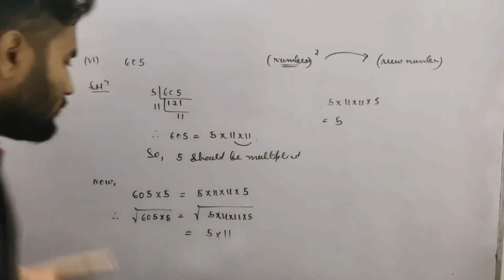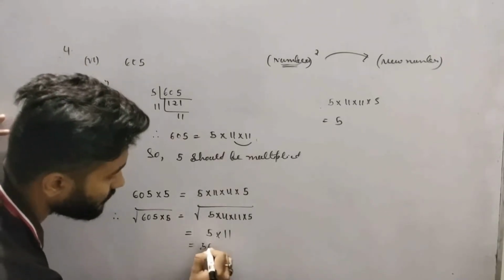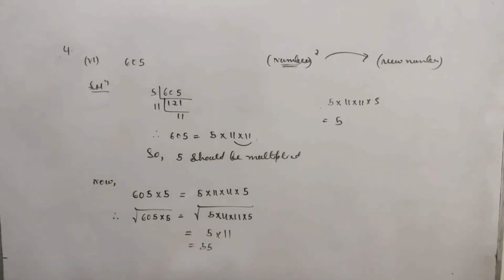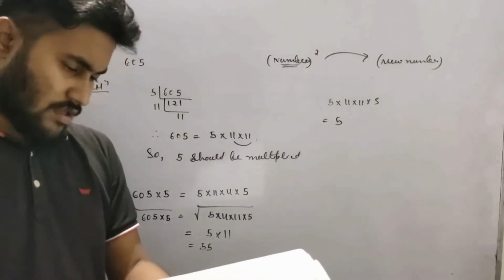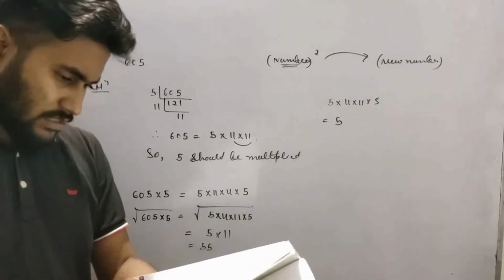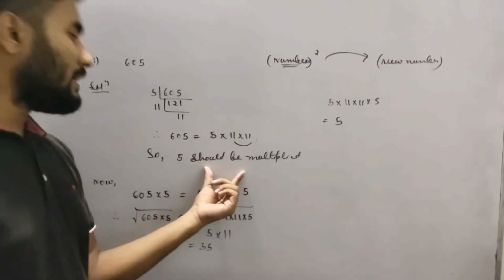Understood? So now, what is the answer? 11 fives are how much? 55. Okay, so let me check the answer once. And 5 and 55. Okay, so this is the answer. Understood? So this should be multiplied.